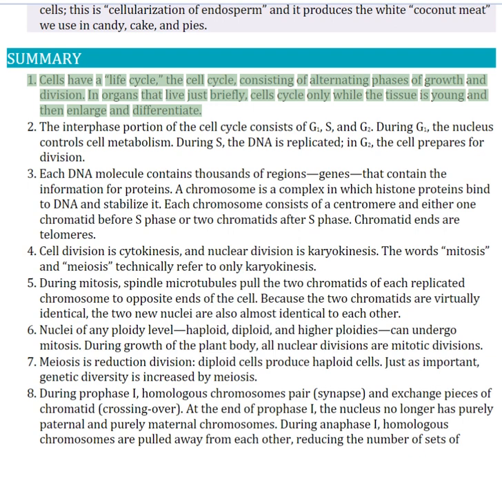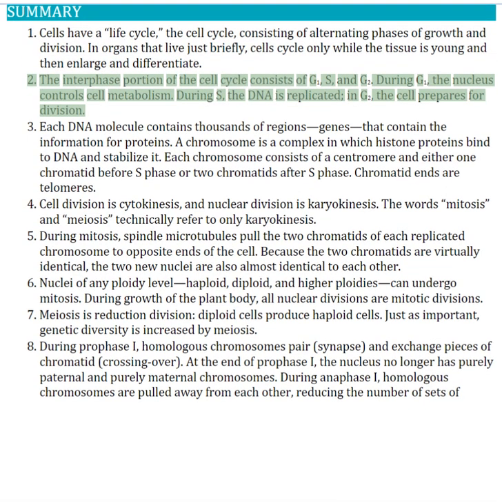In organs that live just briefly, cells cycle only while the tissue is young and then enlarge and differentiate. 2. The interphase portion of the cell cycle consists of G1, S, and G2. During G1, the nucleus controls cell metabolism. During S, the DNA is replicated. In G2, the cell prepares for division.